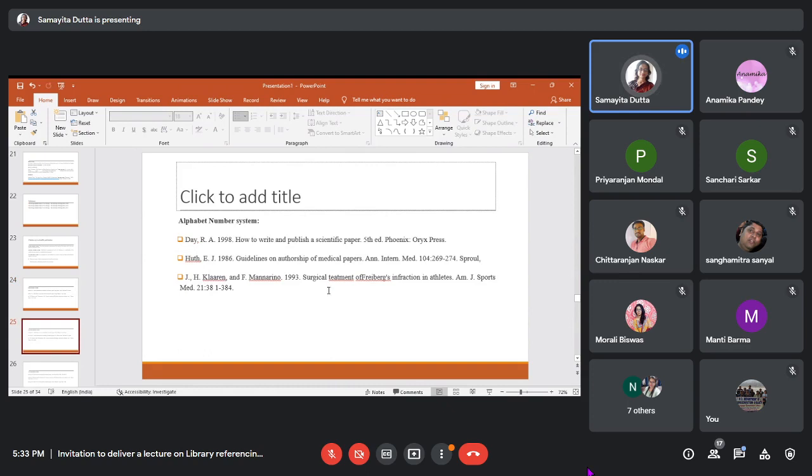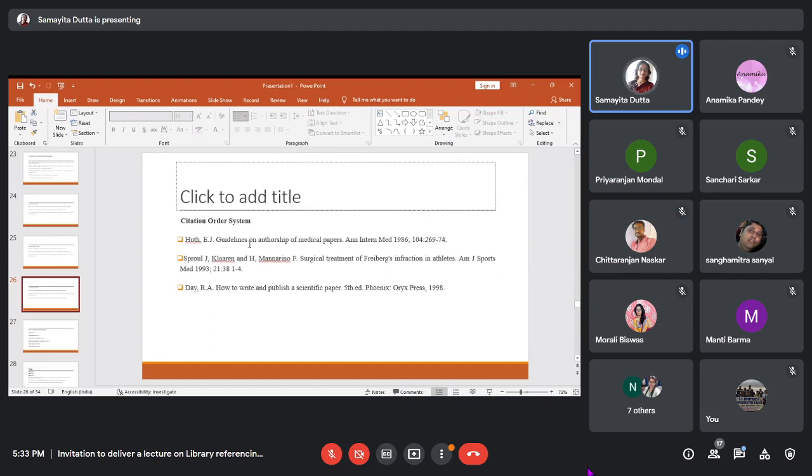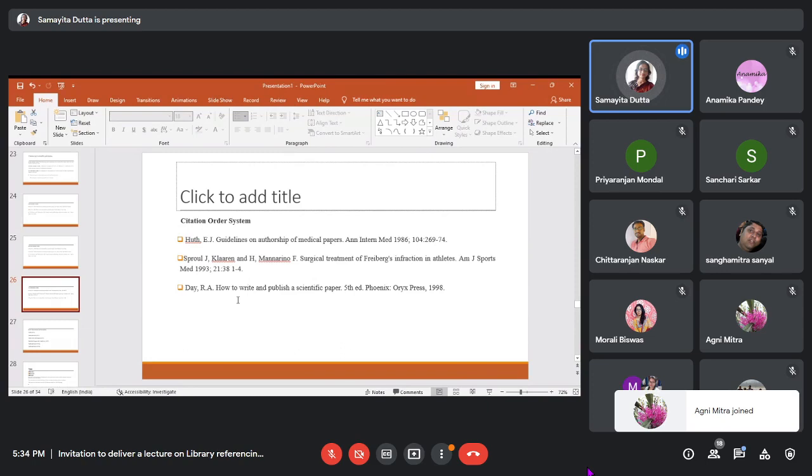And if this author name and year of publication system, that is the previously arranged system, is alphabetized, then we will get the alphabet number system, that is the alphabetically arranged author year system. And there is the citation order system. That is, we cite the sources in the order in which they come up in our work. So we can arrange this order of sources according to the order in which the sources come up in our work, and this is one type of referencing system.